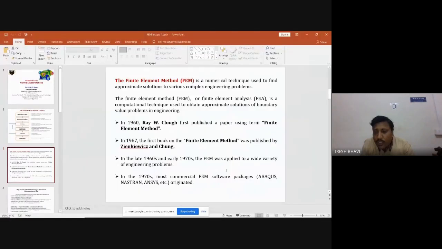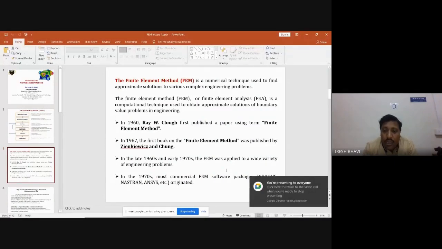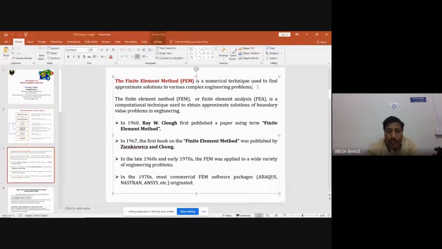Okay, let us continue with the introduction to FEM. Now I think you have understood it is in the analysis and optimum stage. In that stage, FEM is used. Now what is FEM? The definition of FEM is that the finite element method is a numerical technique used to obtain approximate solutions to various complex engineering problems.